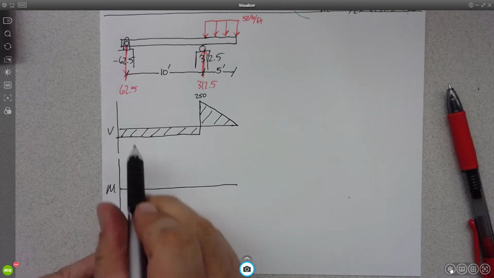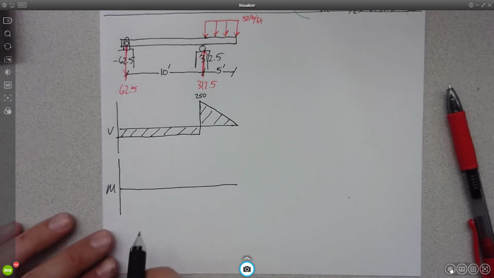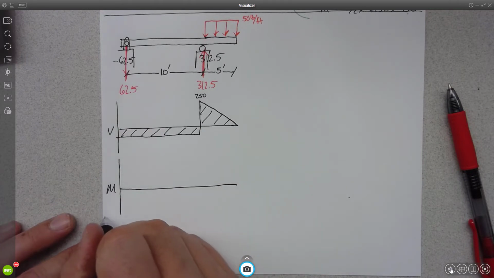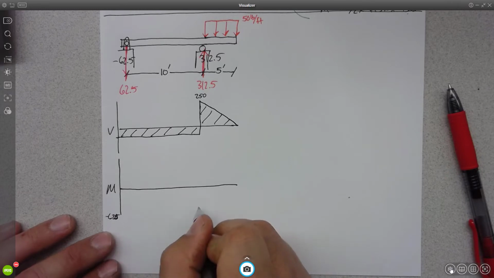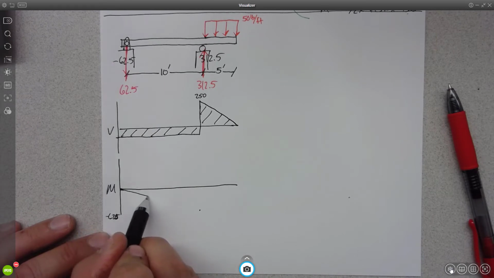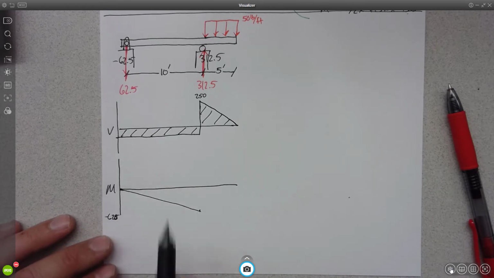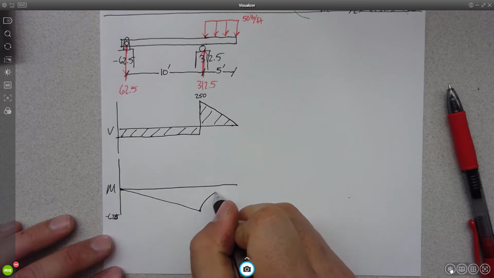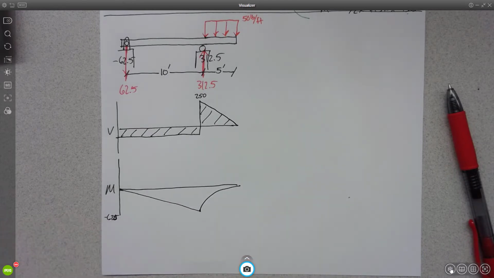Oh man, we have a constant negative slope, right, of 62.5 times 10. So we're going to end up at negative 625, right? When we get over here, constantly negative slope. Then we have a very positive but decreasingly positive slope, so it's concave down like that, right?